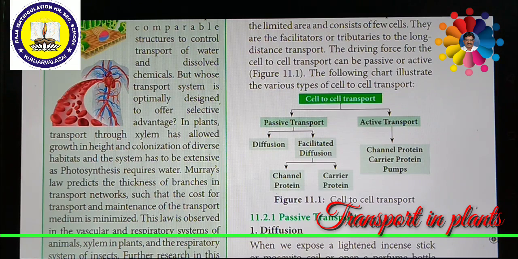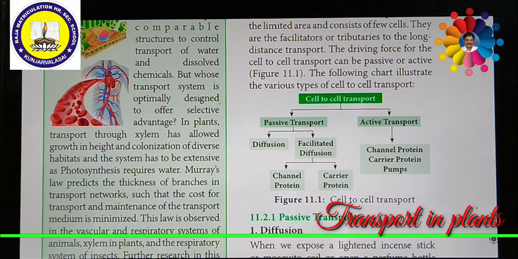What is facilitated diffusion? Facilitated diffusion is nothing but if there is any channel or substance or protein material which helps to transport a material from one part to the other part without using energy, this will be called facilitated passive transport diffusion. This is further divided into two types, namely channel proteins and carrier proteins.